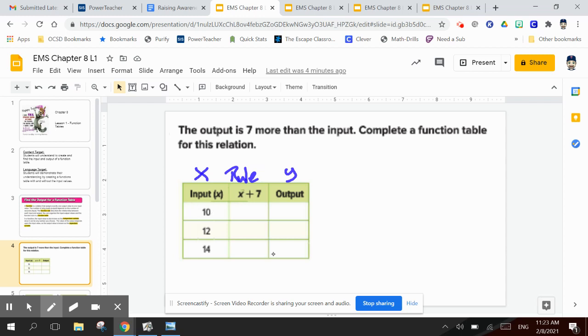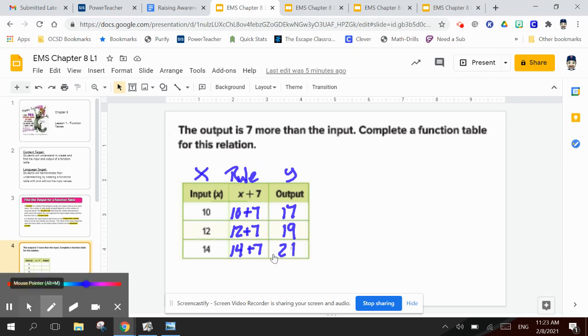So in this case, 10 is x. I take out the x value, I put in 10. So I have 10 plus 7. 10 plus 7 is 17. 12 is my x value. So I take out the x, I put in 12. 12 plus 7 is 19. And again, x is 14. I take out the variable x, put in 14. I add 7, and 14 plus 7 is 21.